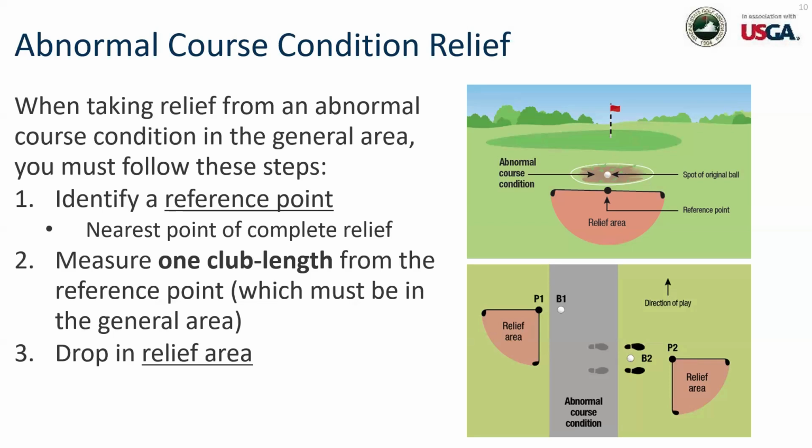For ball two, we see that the ball's lying off the cart path, but our stance would be impacted by the cart path. So again, we find the nearest point no closer to the hole that we have complete relief, no interference from that cart path. We get our one club length relief area and we drop that ball in that relief area and play on. There's a good chance that if you were a left-handed player playing ball two, you would have no interference from that cart path and you just play that ball as it lies.